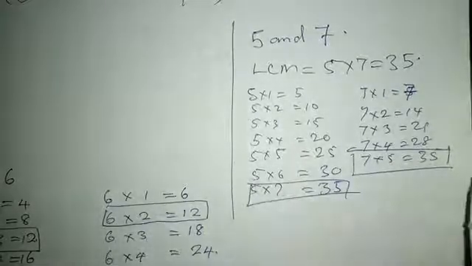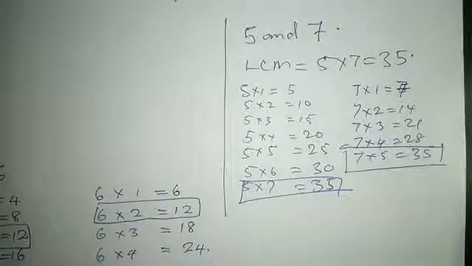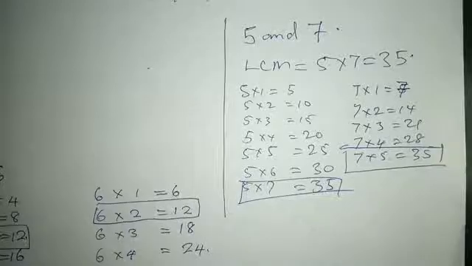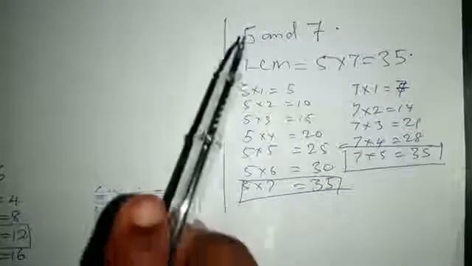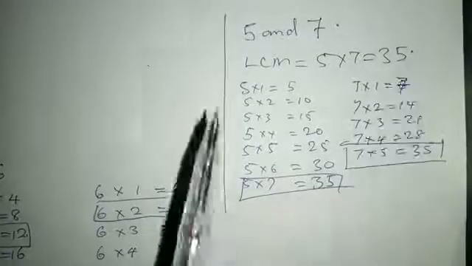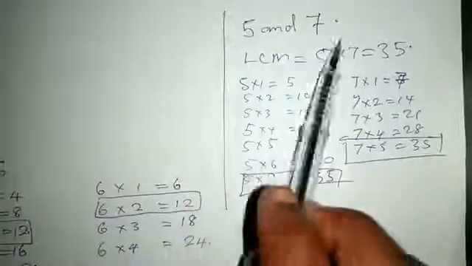So when you have this kind of question, you don't need to go through all this long process. All you just need to do is multiply 5 and 7, and you get your 35, because there is no common factor between these two.